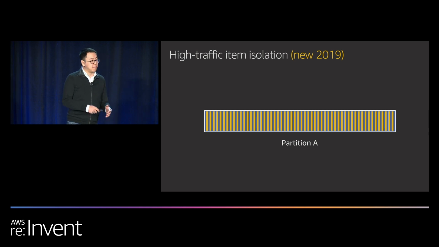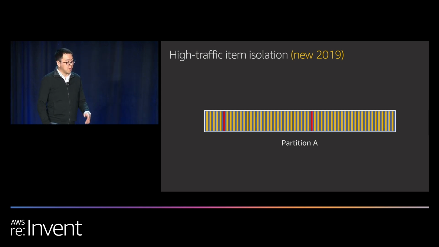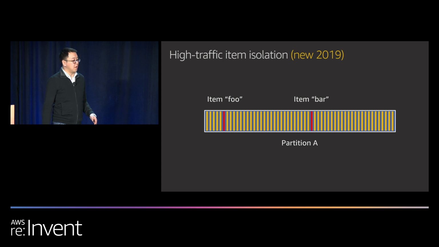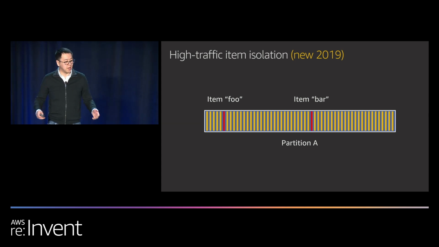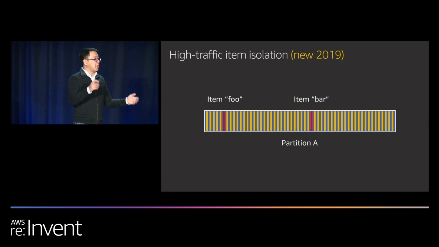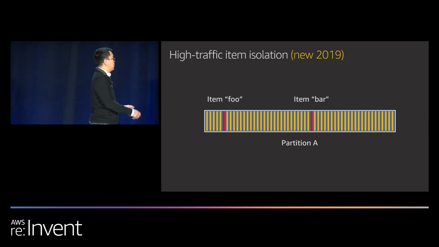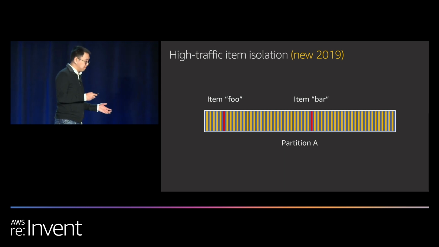So let's say you have a partition, and two items on this partition, we'll call them item foo and item bar, are just driving a lot of traffic, right? And these two items combined are basically hogging all the throughput capability of this partition, and the other items are getting short shrift.